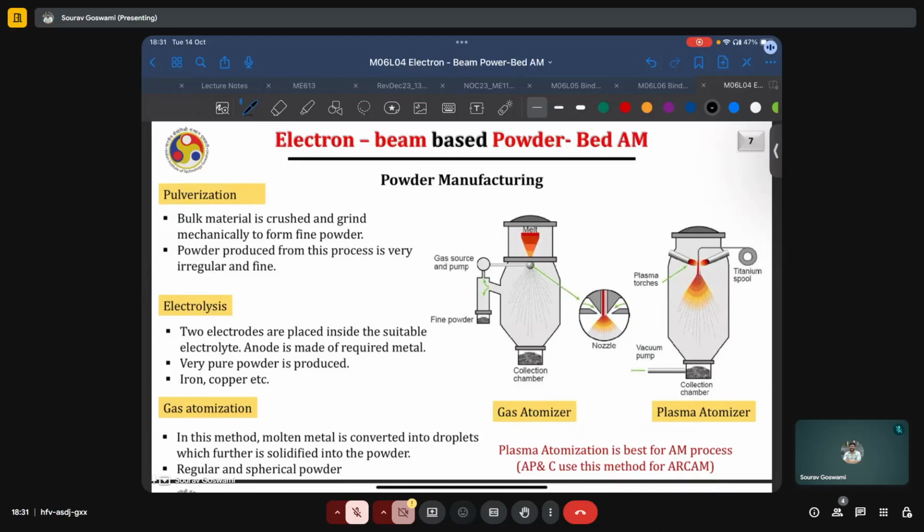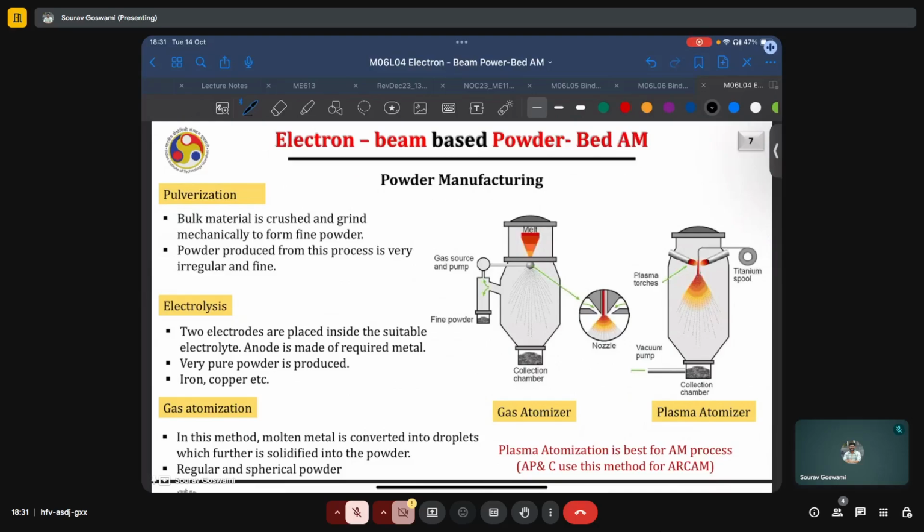First is pulverization, which is a purely mechanical method of powder manufacturing, in which case the bulk material is crushed and ground mechanically to form fine powder. The powder produced from this pulverization process is fine, albeit very irregular, and so the finished part may not have optimum characteristics.